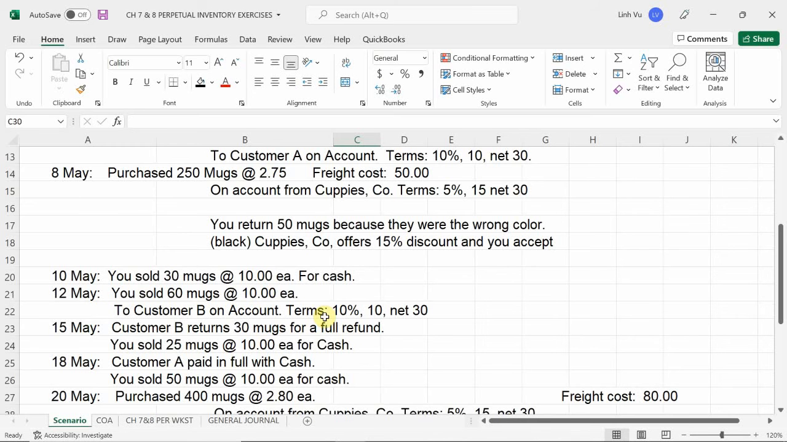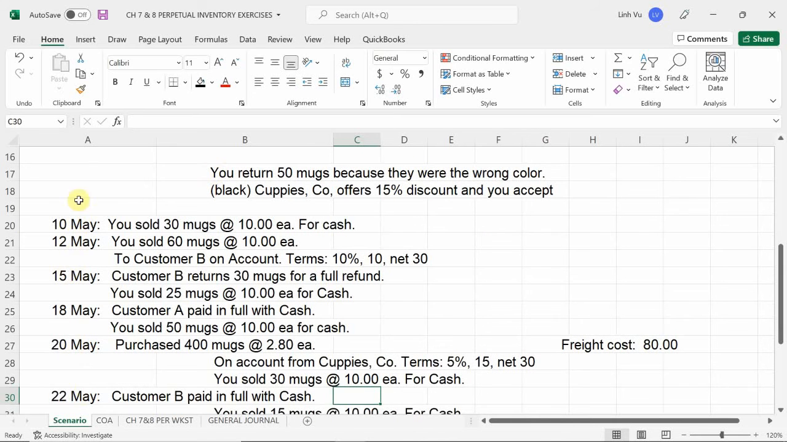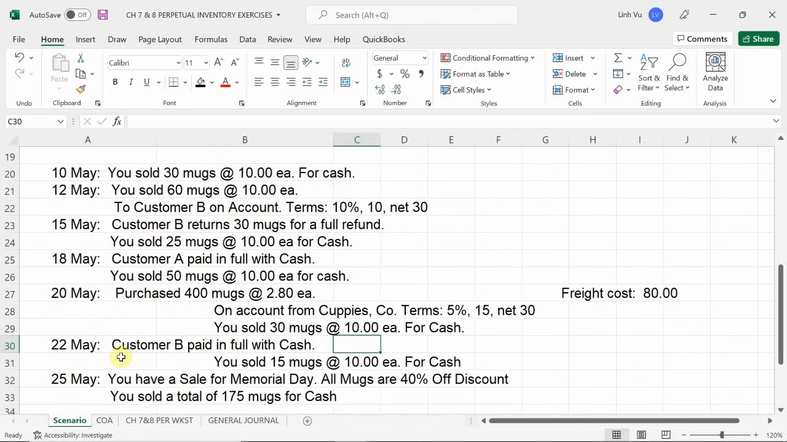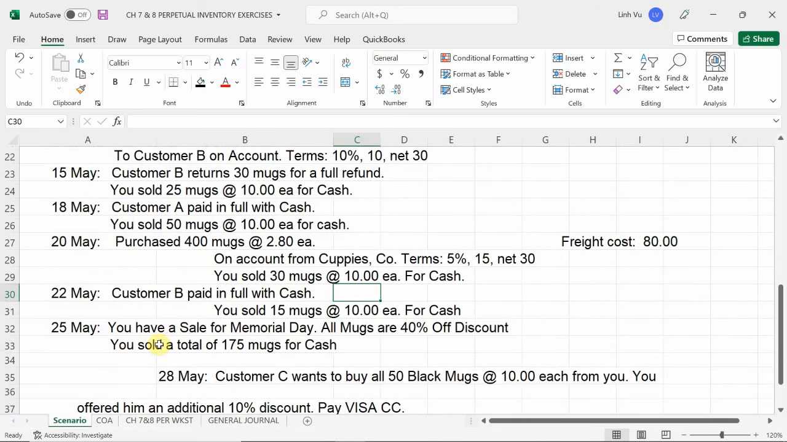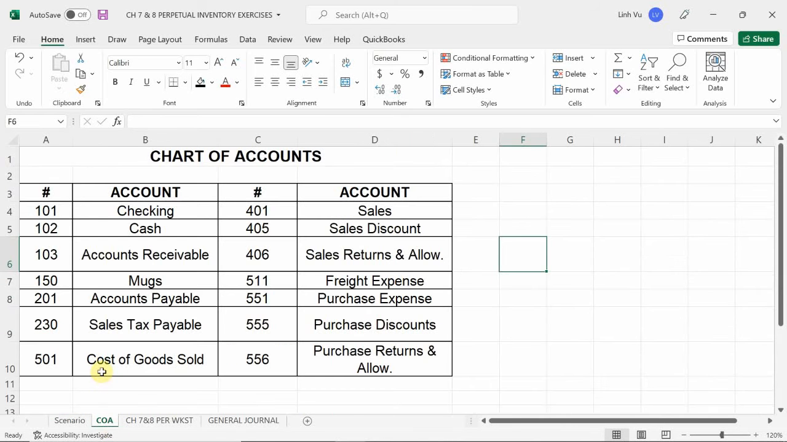In this case, did customer B make the discount? Yes, they did, because 10 days from the 12th is the 22nd. And guess what? Customer B decided to pay at the very last minute. So we have to grant customer B a discount. Let's take a look at my chart of accounts. Which account do I have to use?